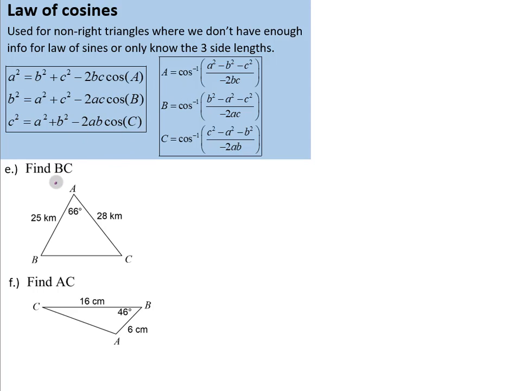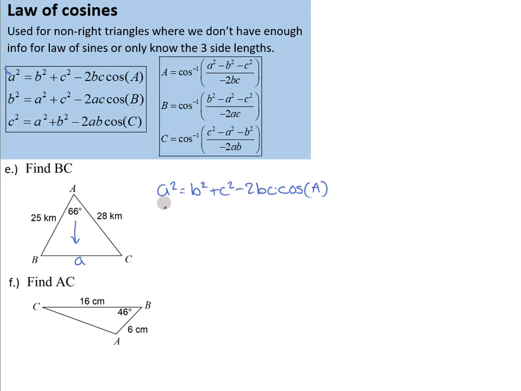Anyway, let's find some missing lengths here. Find the length of BC. So we can call this lowercase a if you'd like, because it's opposite side A. Now, again, I do know one angle, but I don't know the side across from it. So this is why we cannot use law of sines. So since we're solving for a, we'll go ahead and use this top version. A squared equals b squared plus c squared minus 2bc times the cosine of the angle at A.